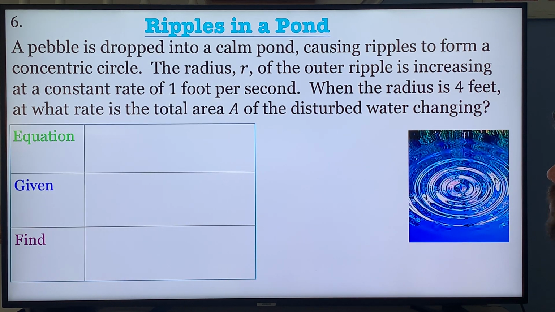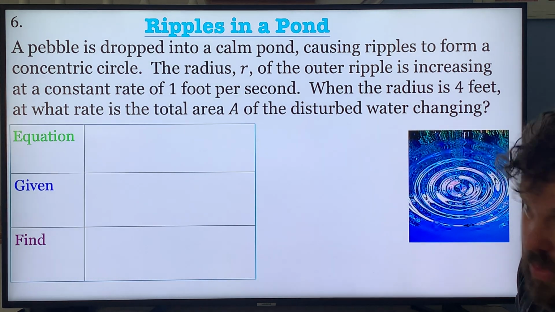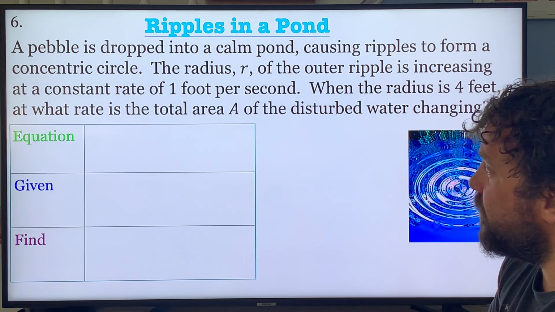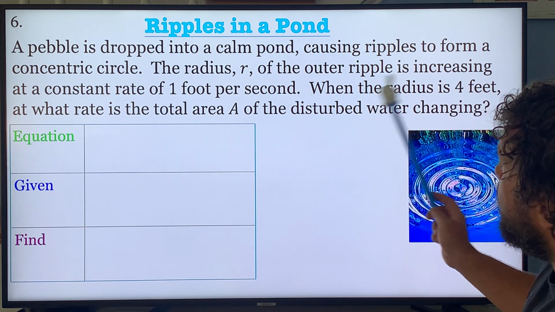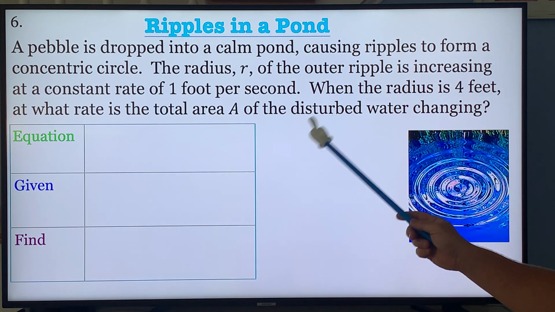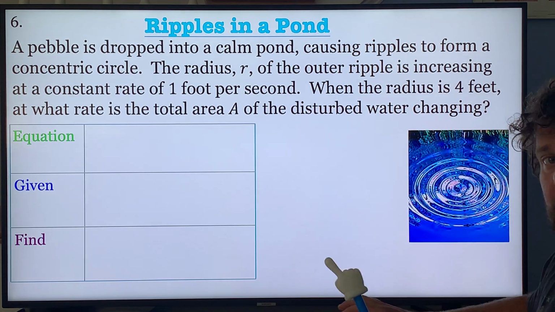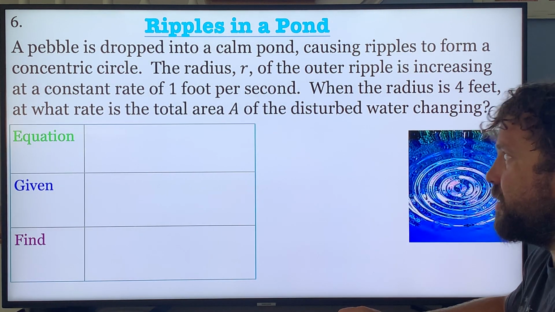So let's look at this. Pebbles drop, become pond. There's no equation for pond. Ripples form a circle. Oh, okay. Something dealing with a circle, right? Radius of the ripple increasing at a rate of 1 foot per second. The radius is 4 feet. What rate is the total area? Oh, look at that. So what do you think the equation could be?